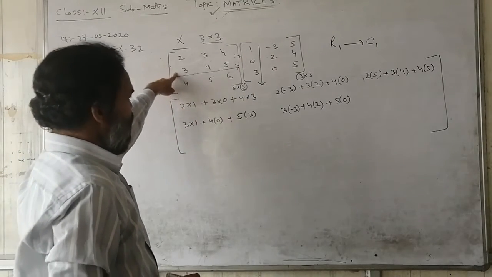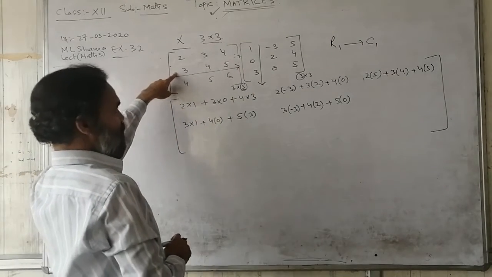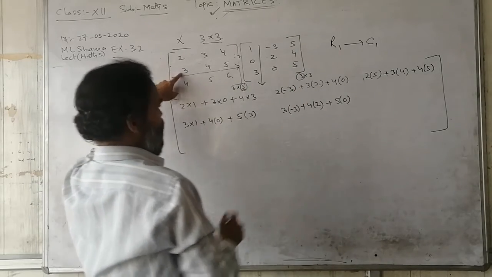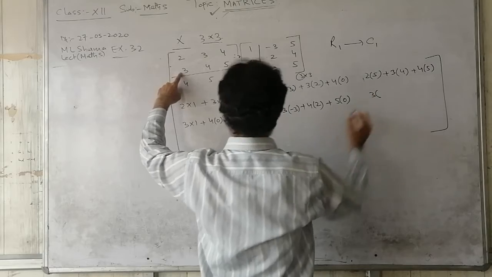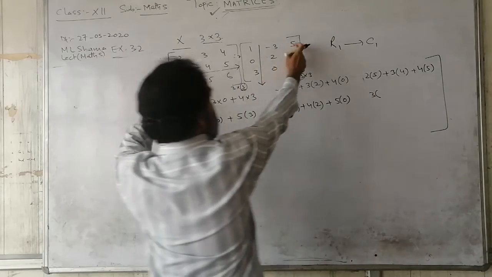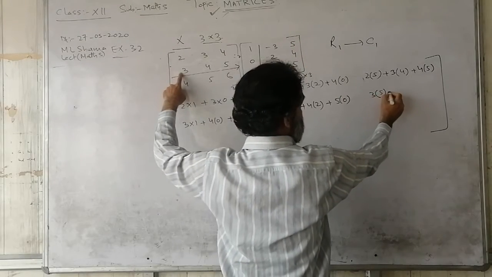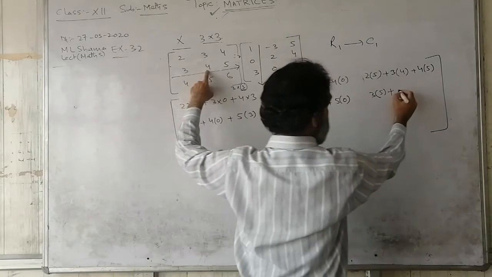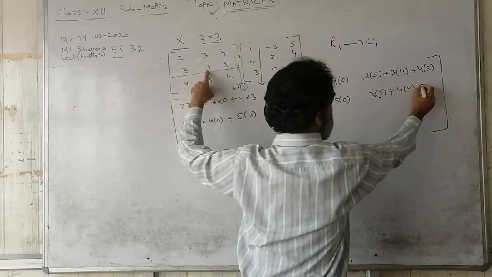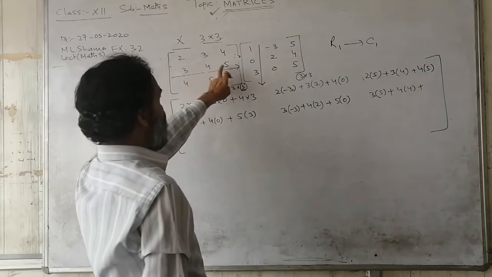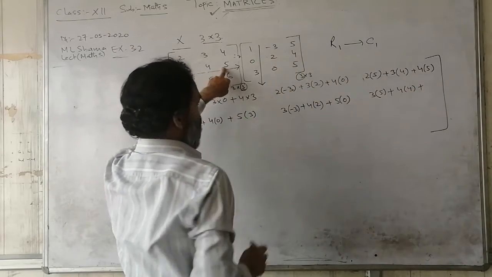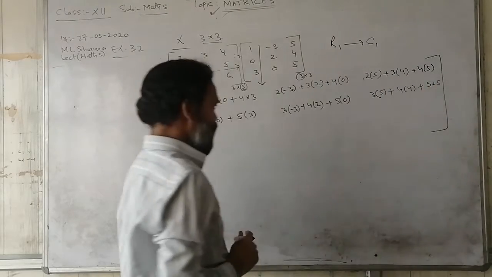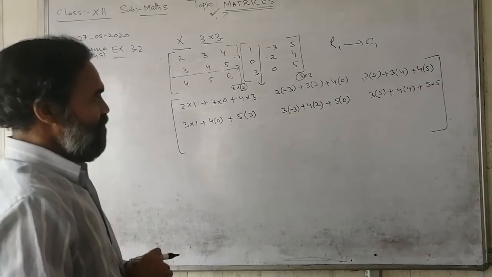Again, the second row elements are to be multiplied by the third column elements. So 3 into 5, plus 4 into 4, and 5 into 5. So all these are the second row elements.